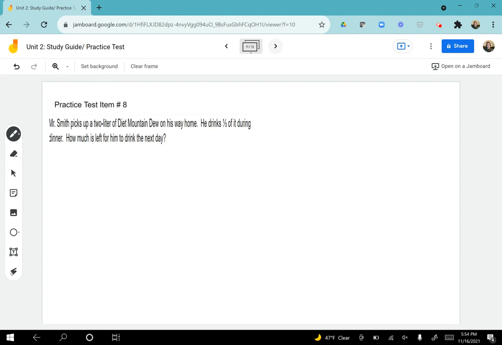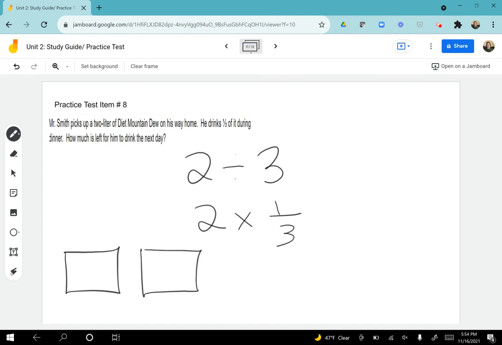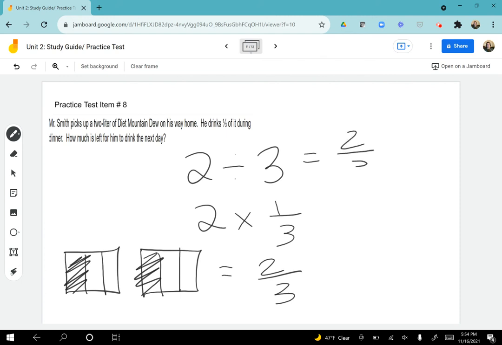We're finding 1/3 of 2 here. So we could divide 2 by 3, or we could multiply 2 by 1/3. Or students could represent the situation with a diagram or picture. These are each a whole, so we have 2 wholes here to represent the 2 liters of Dew. I'm going to divide each whole into thirds. I want to drink 1/3 out of each whole. So that equals 2/3, which is also what the quotient and the product are here. So 2/3 is the answer.